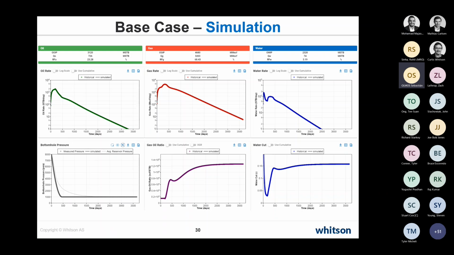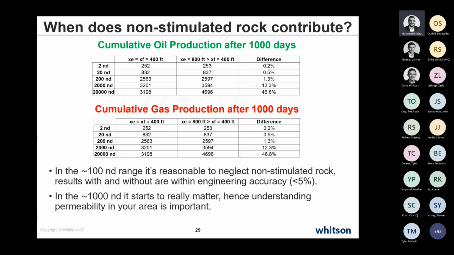Have you run that case at longer times, let's say after 10 years? Yes, I've run it for 10 years actually. I think in the 200 nanodarcy case, at longer times the difference will increase.